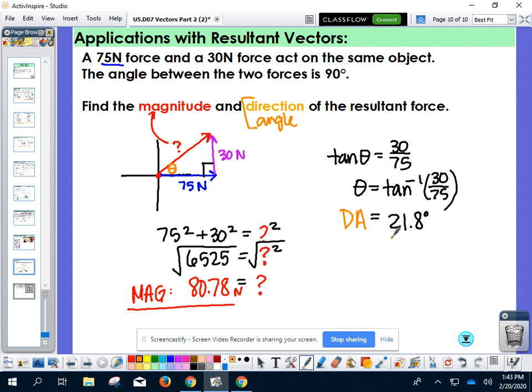And I like to say, with respect to the 75 Newton force. And that's because I could have drawn this triangle here with the 30 Newton force along the base, and my angle would have been slightly different. So if you tell me with what respect it is to, then it's very clear to me how your setup looks. And that concludes the second lesson on vectors.